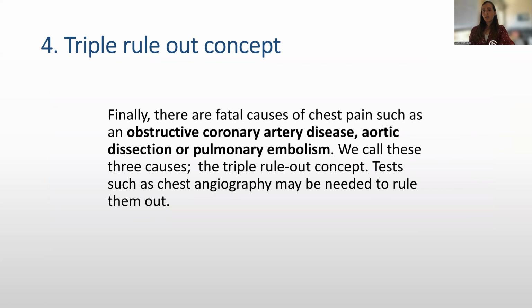Also finally, I want to explain that there are fatal causes of chest pain such as obstructive coronary artery disease, aortic dissection, or pulmonary embolism. And we call these three causes the triple rule-out concept. Tests such as chest angiography may be needed to rule them out.